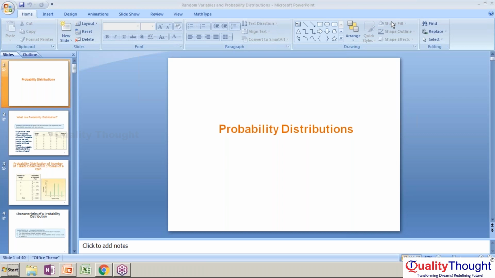So what do you mean by Gaussian curve? When the mean is equal to the median is equal to the mode, then that curve is called a bell curve or a Gaussian curve, which represents the normal distribution. Okay, right. Fine. Let's get into the probability distributions.